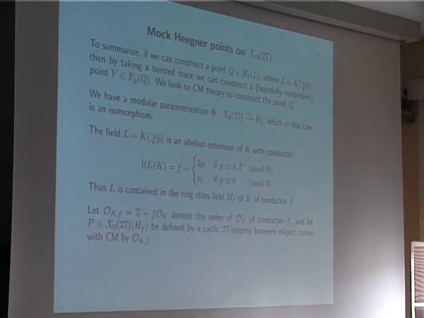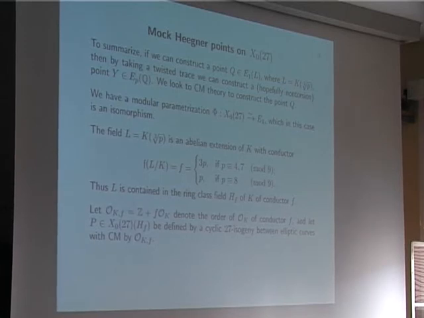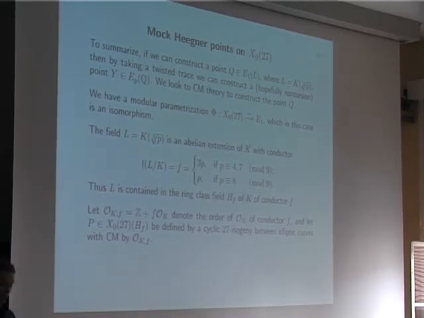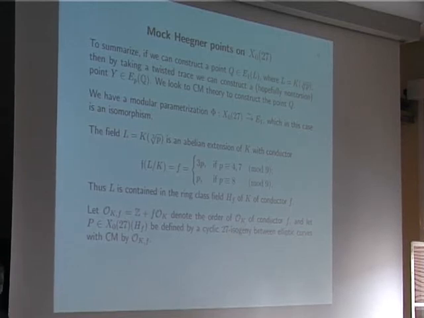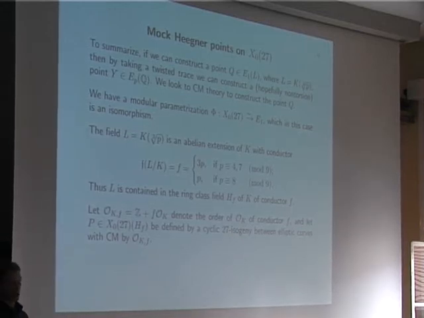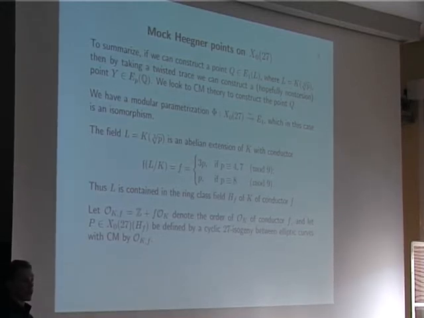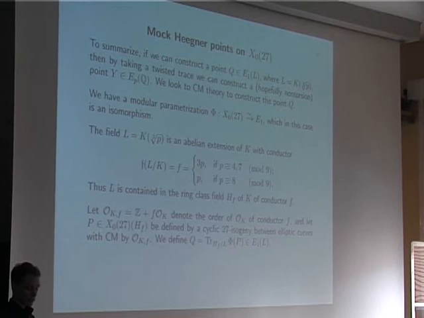So how do we get a point that's going to be defined over this ring class field? Well, we consider a point P. So we want it to live on X_0(27), so we need to find a cyclic 27 isogeny. And it needs to be between elliptic curves that have CM not by O_K, which would just give us a point defined over the Hilbert class field, but rather with CM by O_{K,f}. So if we can write one of those down, then we can map it by phi and do our twisted trace trick. So that's what we do. We define this Q to be the trace from the ring class field down to L under the modular parameterization. And then we can take the twisted trace.